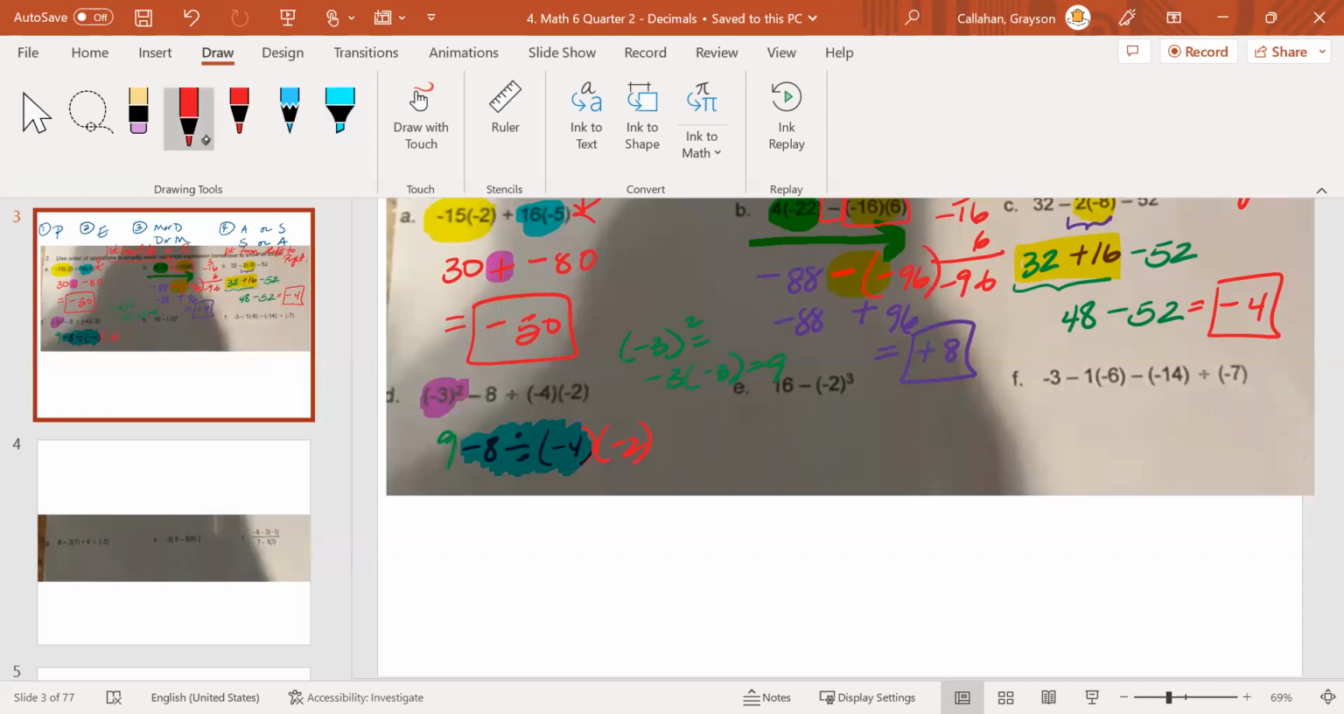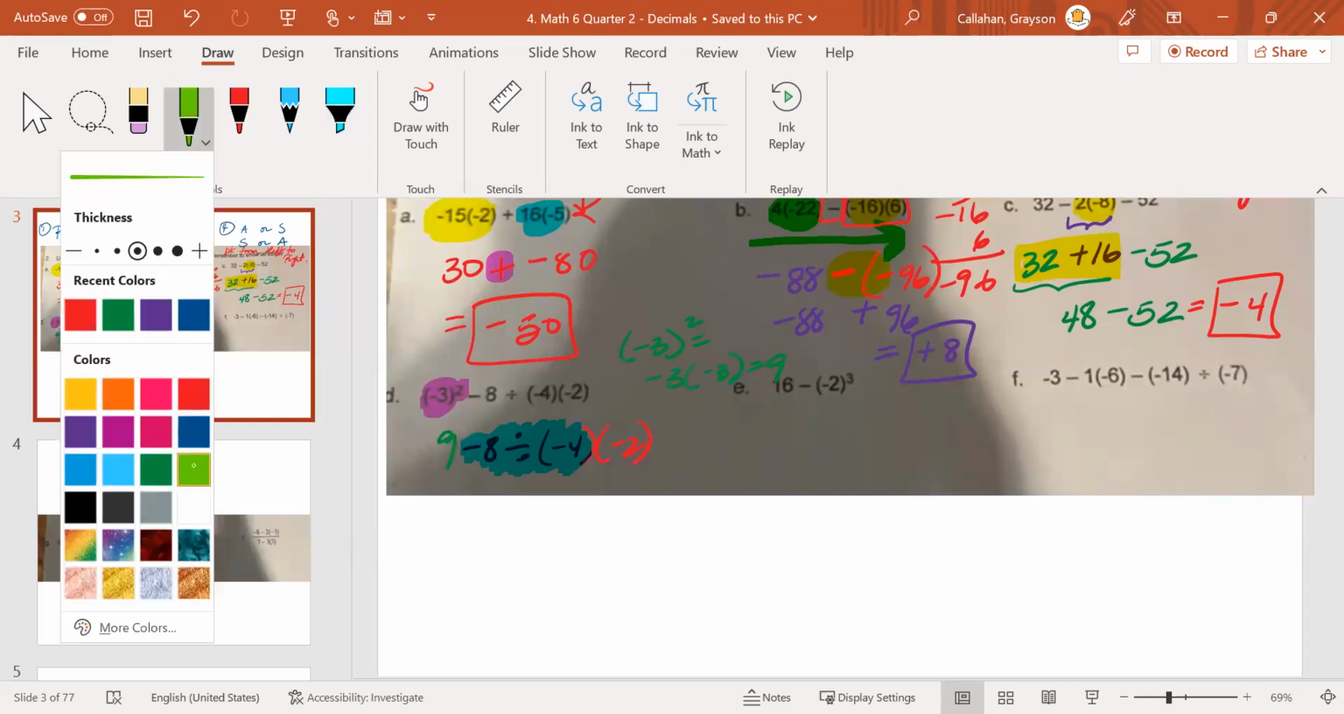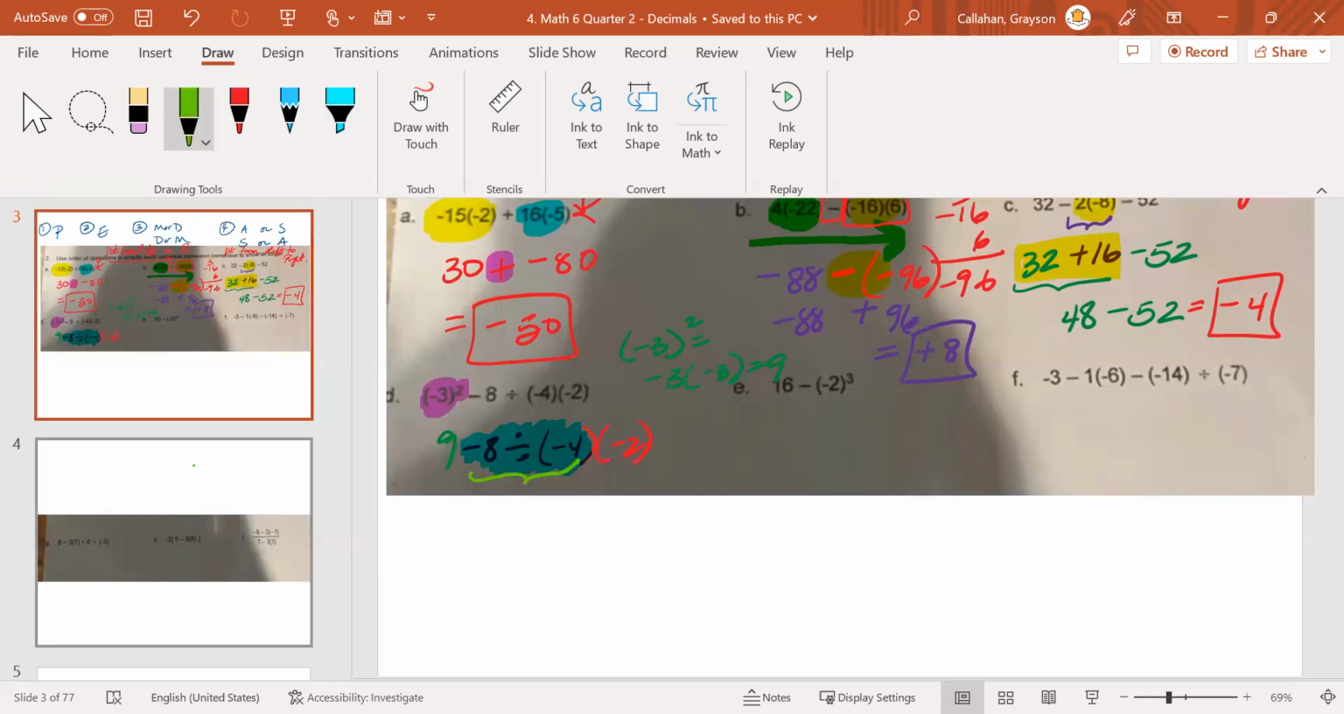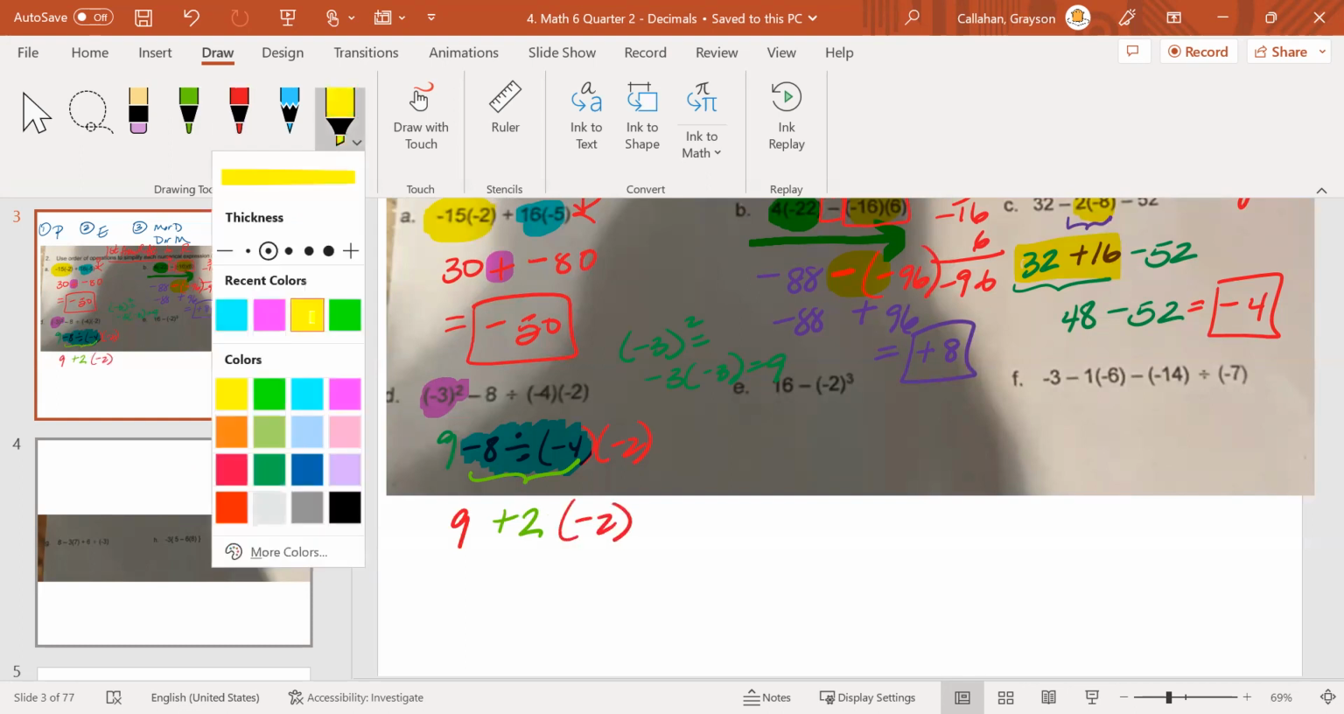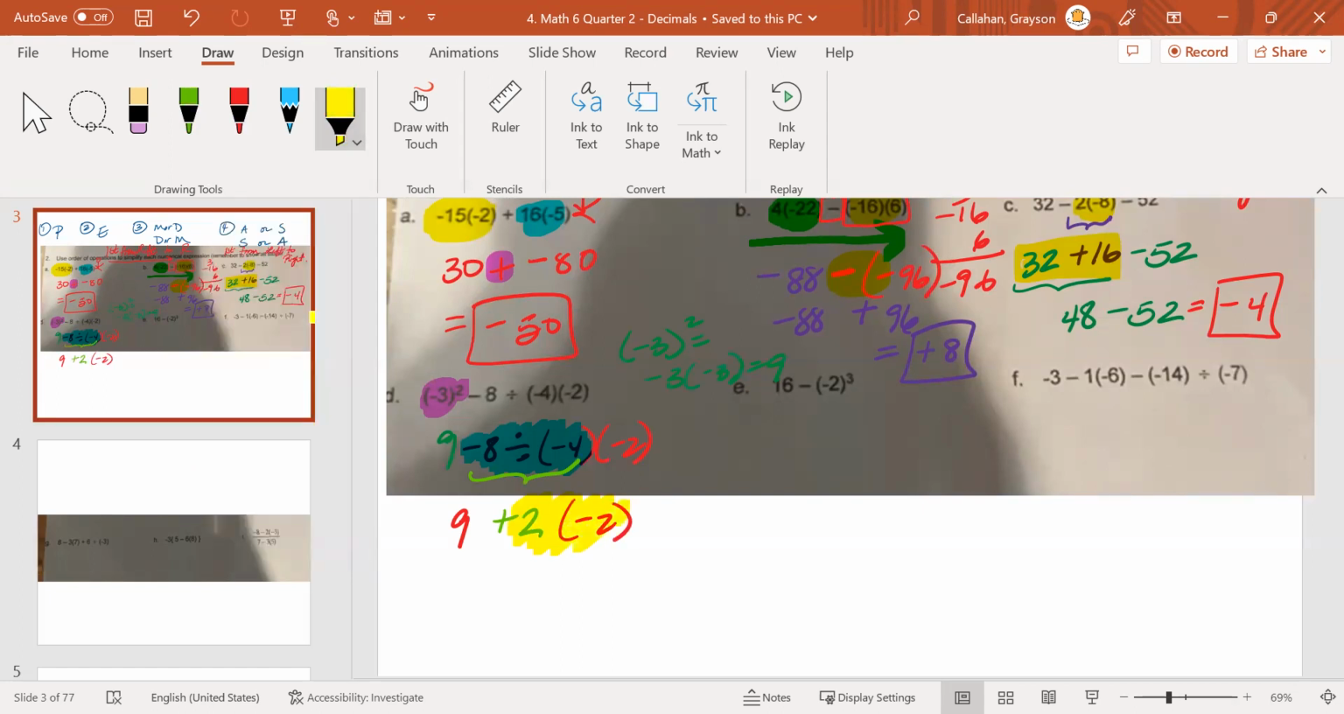And again, you're doing everything step by step by step. So that part right there is going to give me a positive 2. So then you write everything else down. 9, parenthesis, negative 2. After that, I notice that there is a multiplication right here. That precedes the addition. So this part gives me a negative 4. And again, you write down everything exactly as it is. And then your answer is just going to be a 5.